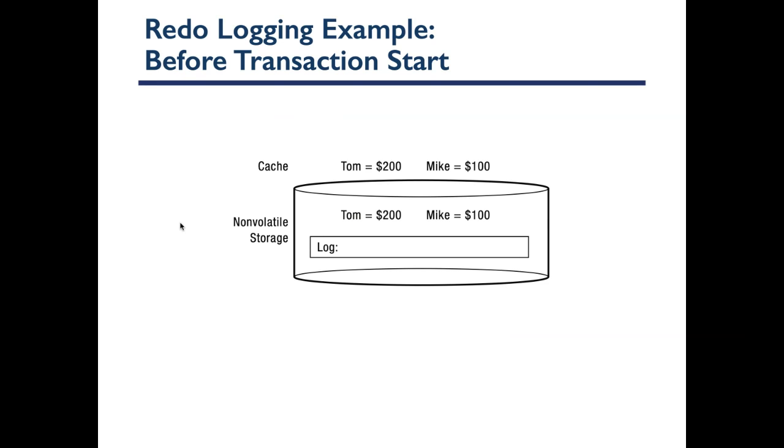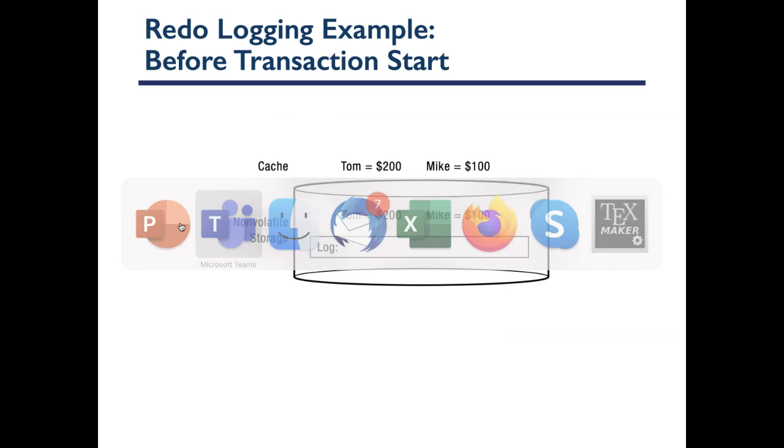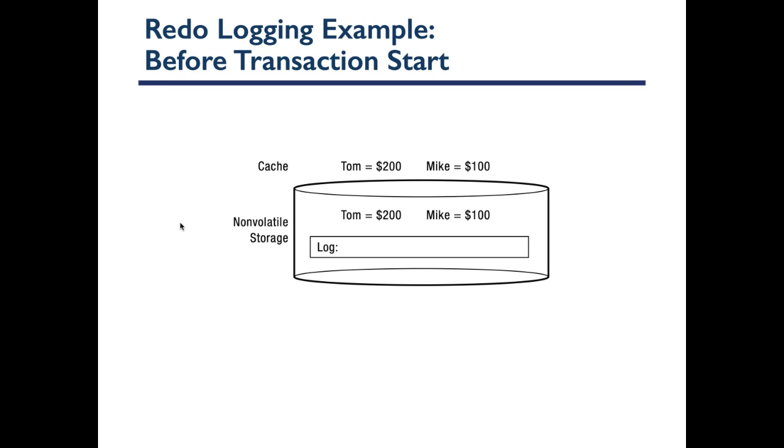Here is an example. I guess this example would make things easy to understand, so I'm going to go through it. Let's say Tom's account is 200, Mike's account is 100, and this is what you have in your memory as a cache of your non-volatile storage. As I said, the log file resides in your non-volatile storage. It has to be permanently saved.